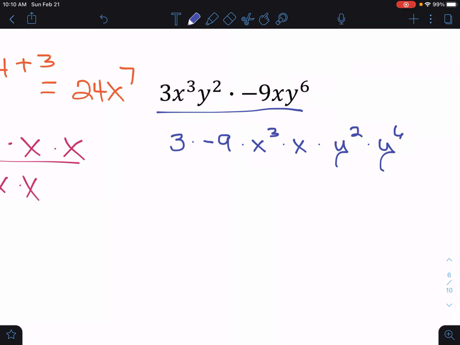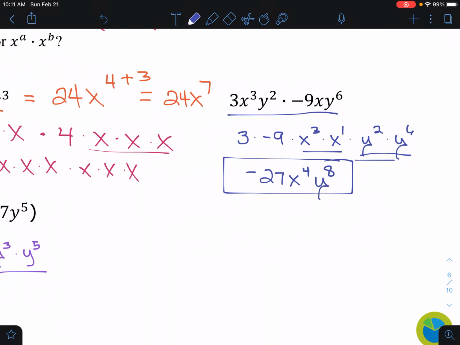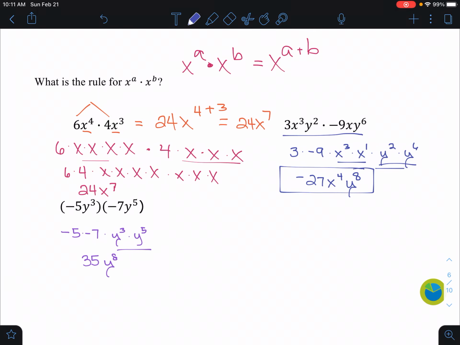So first, 3 times -9 is -27. Again, the shortcut for this, putting these together, would be add exponents. Remember, this is really a 1, so this would be x to the 4th. And then this, now I'm going to put these together. So this would be y to the 8th, 2 plus 6. Okay, so this would be my answer. And notice they're all together. Again, this is all multiplication, so that's one term. That's a monomial times a monomial. Okay, so that's how you do those problems.